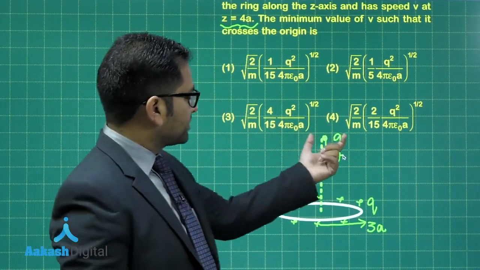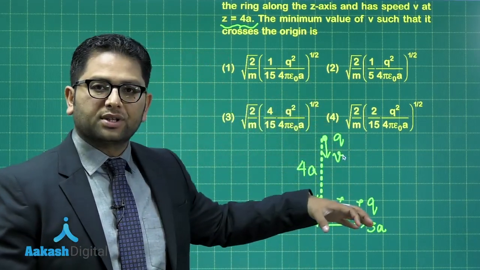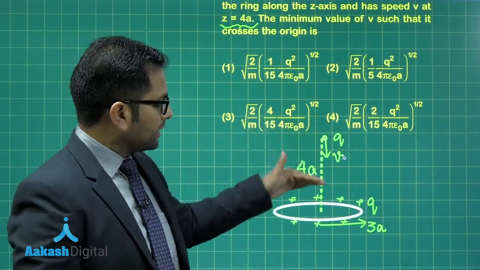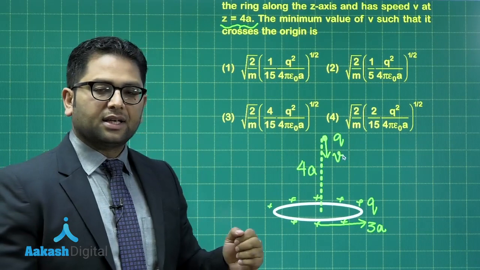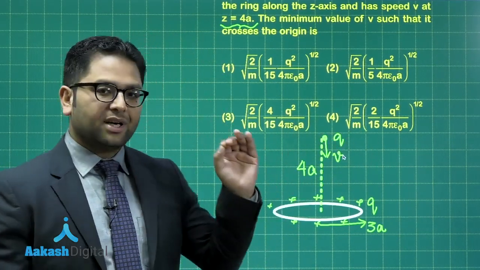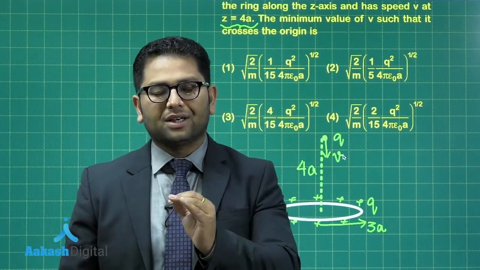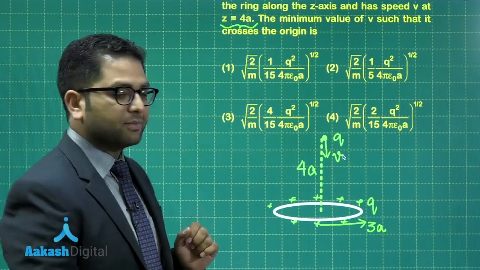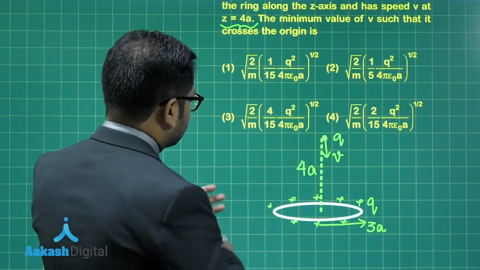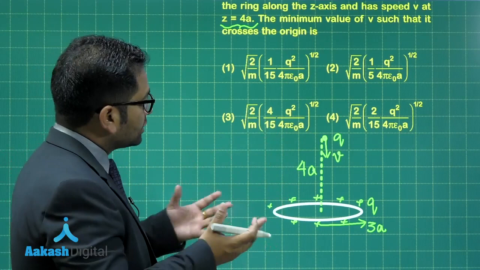Quite obviously, this charge which is in motion has to face the repulsive force. So to cross the origin, the velocity decreases due to retardation. When it comes to the minimum speed, that means by the time it reaches the origin, the speed is just equal to 0. That is the condition which has to be maintained. Now, I think it can't be easier than this. It's simply an energy equation, because only a conservative force is acting.